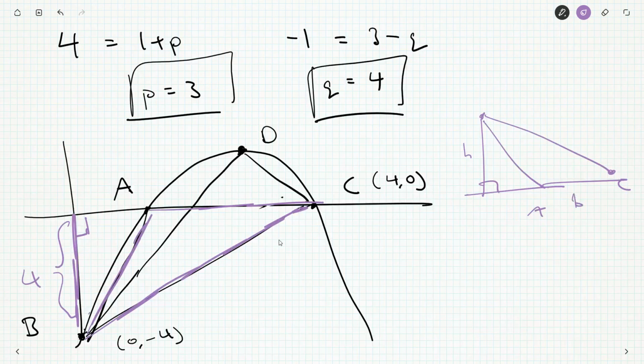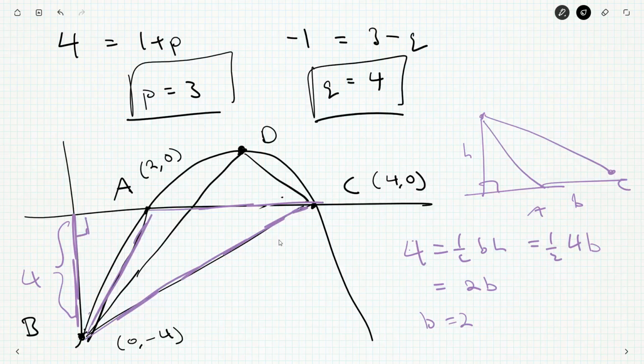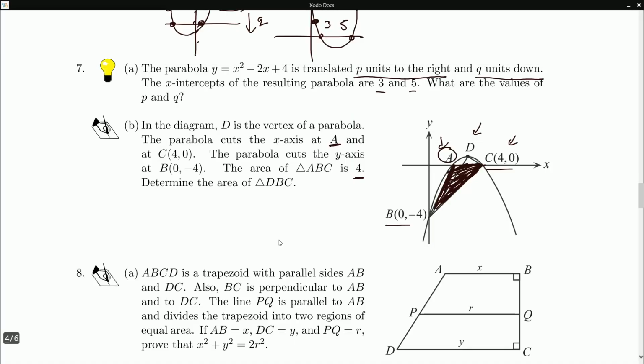So if I knew the base, which is the difference between A and C, then I could figure out the area. So the area would be 4, which is 1/2 base times height. The height here is going to be 4. So we're going to have 2 times the base. So base is 2. So the difference between A and C is 2. And that means that A is 2 units over. He's (2, 0). Right?